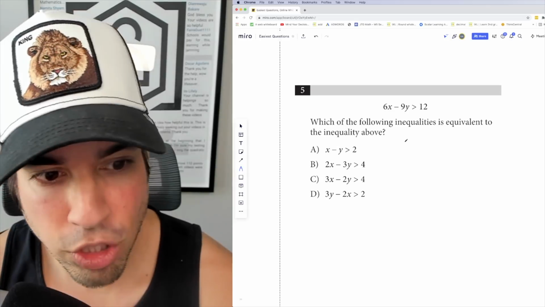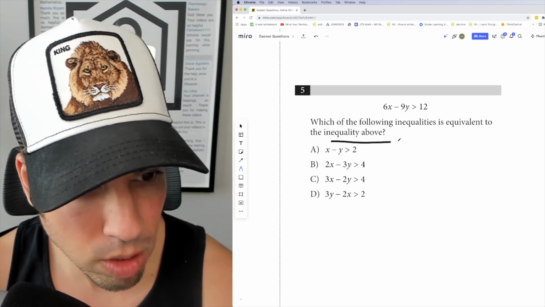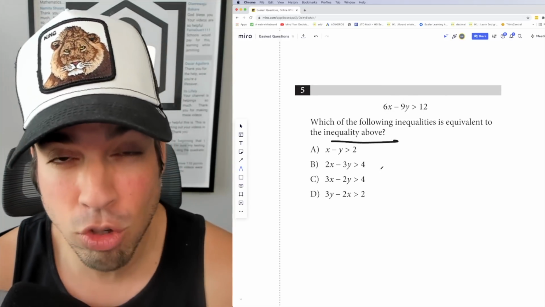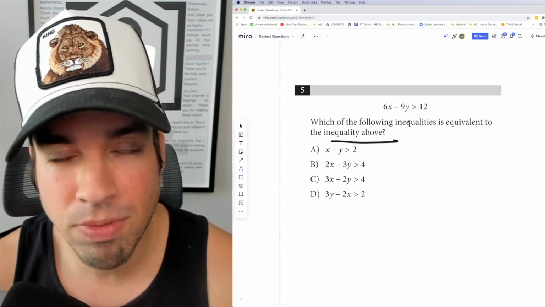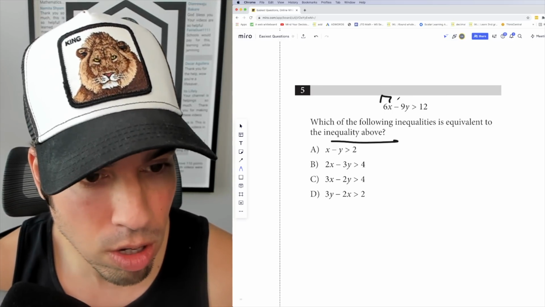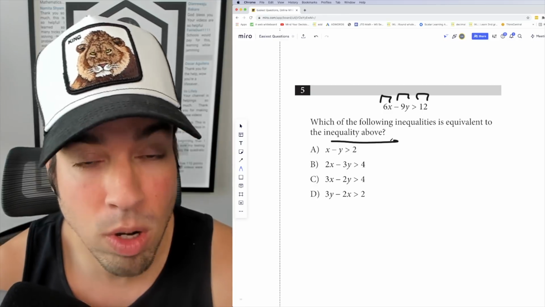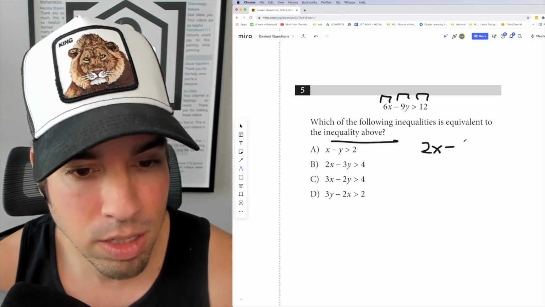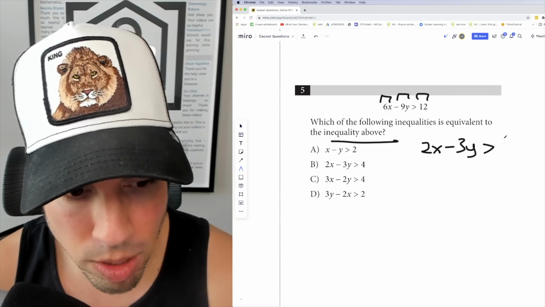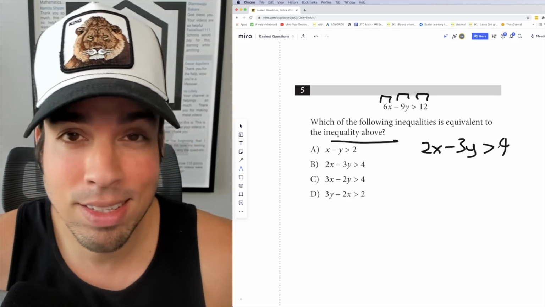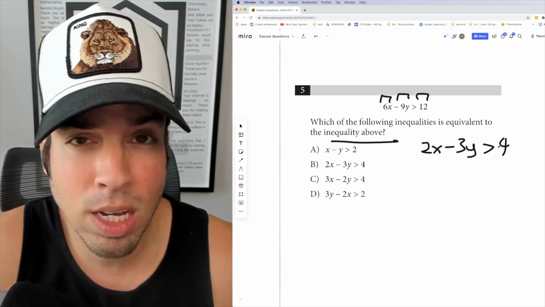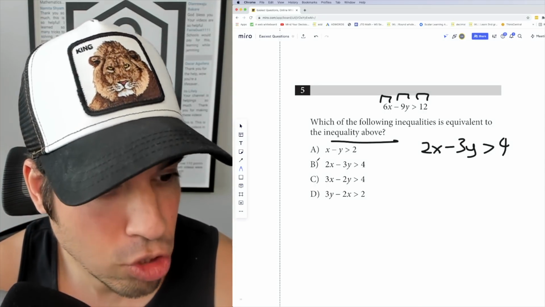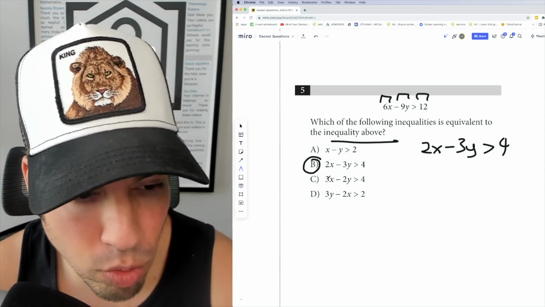Boom, done. Which of the following inequalities is equivalent to the inequality above? So my first instinct when I look at this, even before I look at any of the answer choices, I want to simplify, simplify, simplify. So these all are divisible by 3. That's amazing. So why don't I just divide everything by 3 to start with? So I get 2x minus 3y is greater than 4. Now, if we're lucky, this exact inequality will be there. If not, maybe we got to make some additional modifications. But we are lucky. 2x minus 3y is greater than 4 is there.